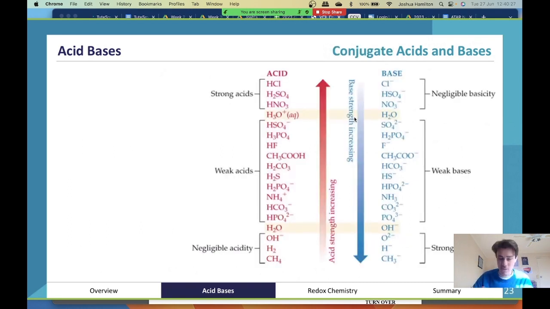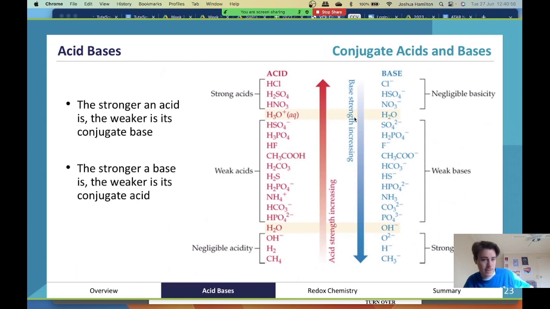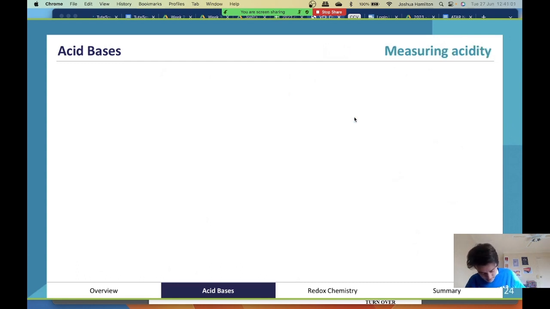As you can see here, this is a really cool diagram that shows your strong acids and your strong bases, and how they match with each other, because these are all our conjugate pairs. So our HCl is a really strong acid, but Cl- is actually a really weak base. Whereas CH4 is a really weak acid, but CH3- is a really, really strong base. So you can see the conjugate pairing there. The stronger an acid is, the weaker its conjugate base. The stronger a base is, the weaker its conjugate acid. Cool.